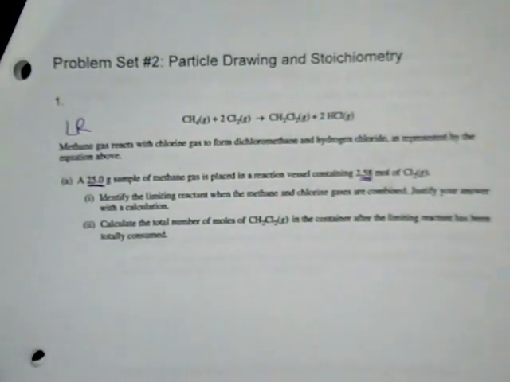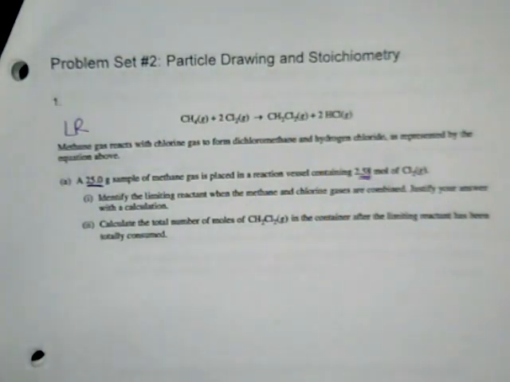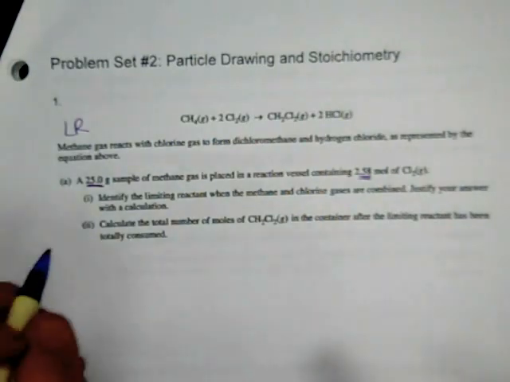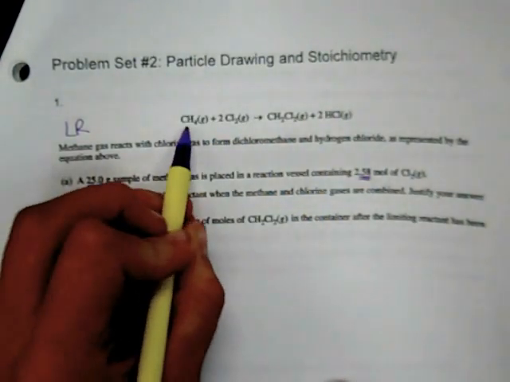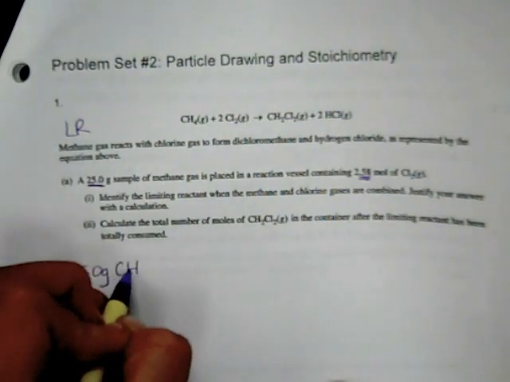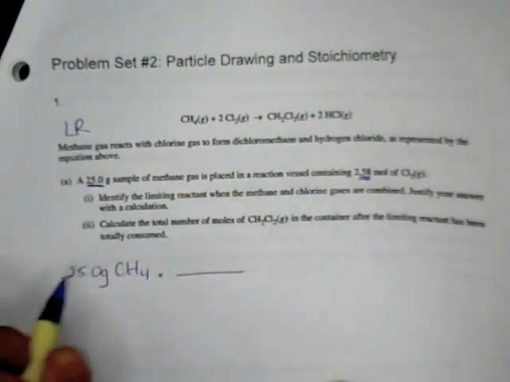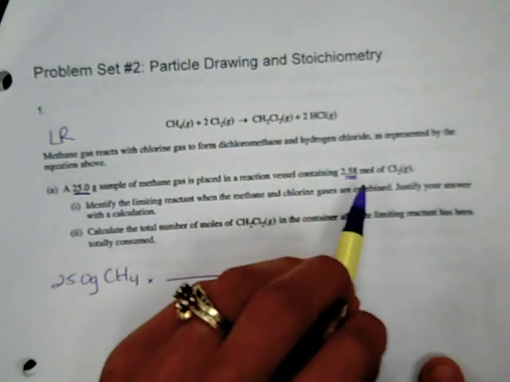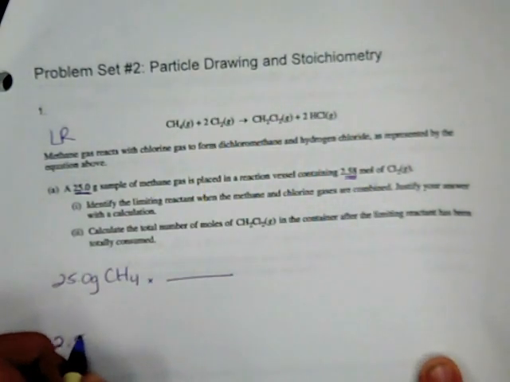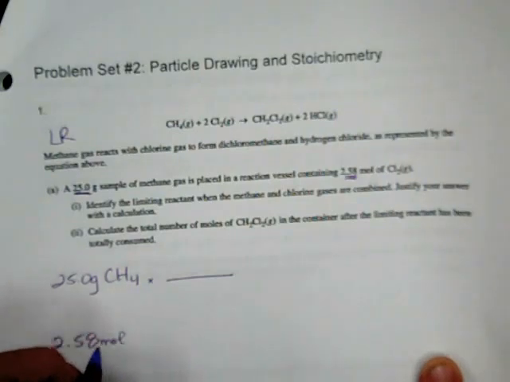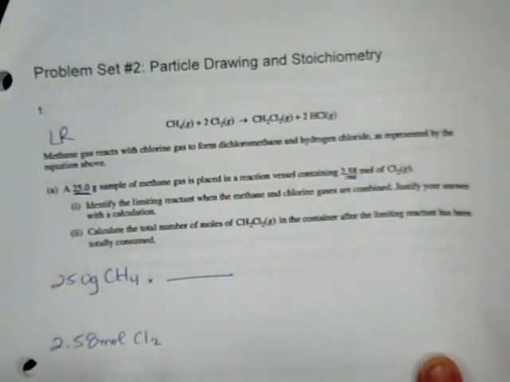So I know Mr. Payne solved it a quick and easy way. I'm just going to solve it the long way. That way you can see how it works. So I have a 25-gram sample of methane. Methane is CH4. And then I have a 2.58 mole sample of chlorine gas.